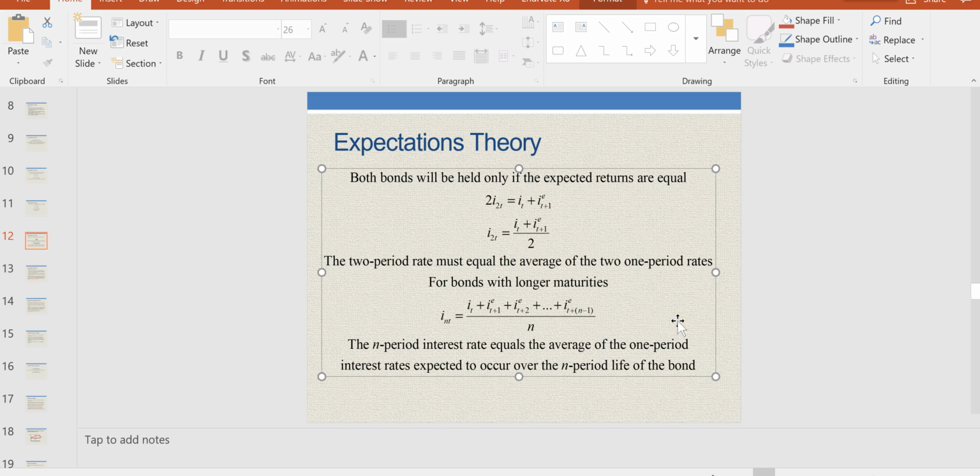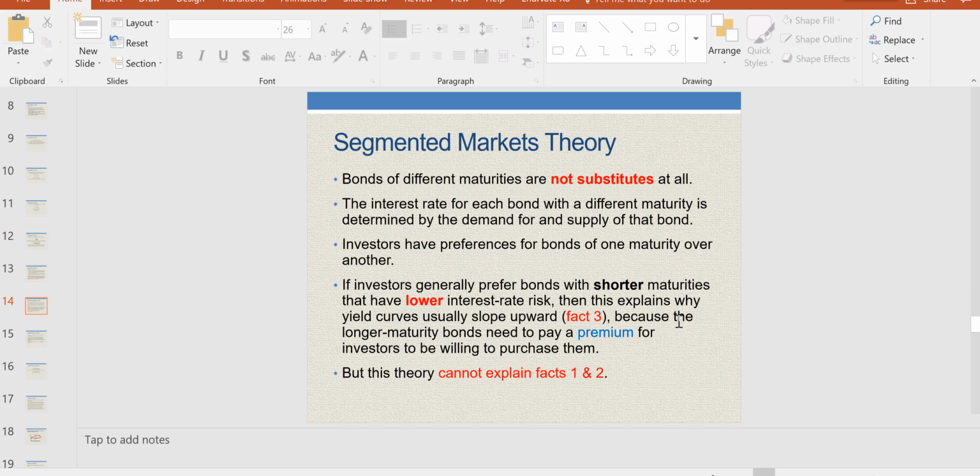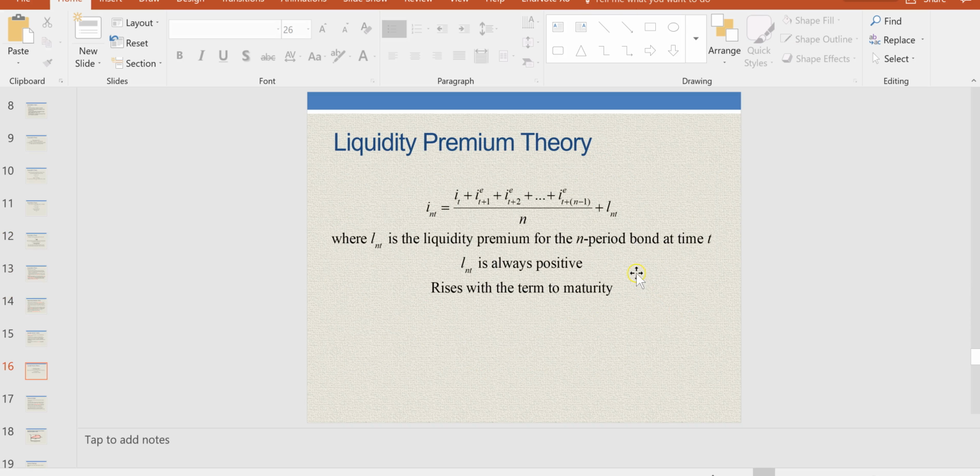But liquidity premium theory is based on the expectation theory, but it adds one more component. Without this second term, it's basically expectation theory. But as we said, in order for investors to be willing to buy and hold the long-term bonds, you have to add this so-called liquidity premium. So the long-term bond's interest rate on average has to be higher, because this liquidity premium is positive, than the average of the short-term bonds in order for investors to be willing to invest in the long-term bonds.